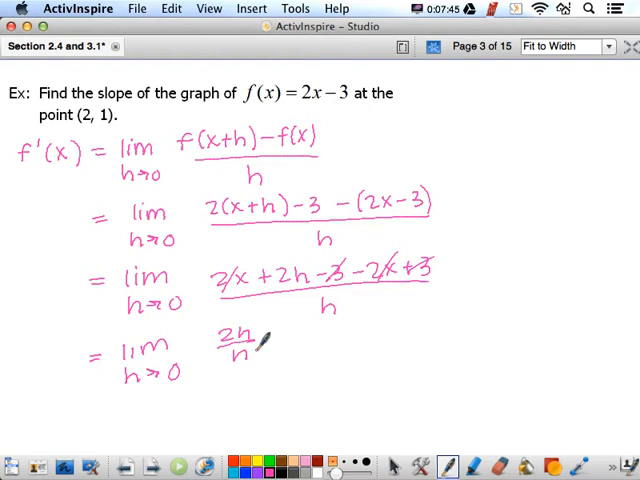And what can I do to those h's? Take out an h. I can take them out. So they actually reduce down to the limit as h approaches 0 of positive 2. And what is the limit of any constant? That constant. So it equals 2. So we just showed you the calculus behind the algebra that you have known since about 8th grade.